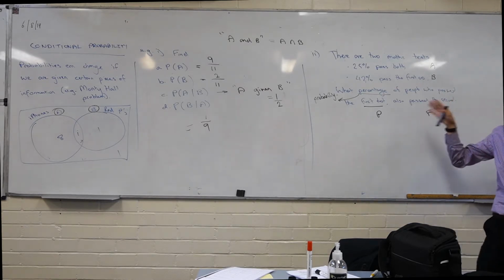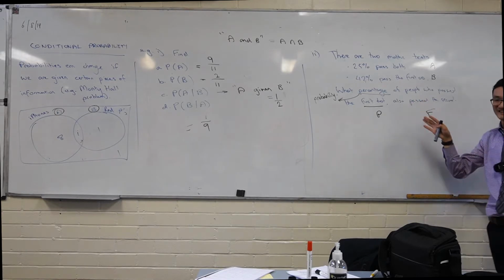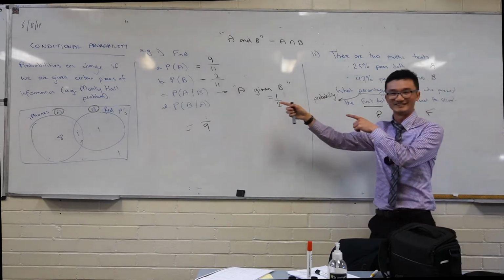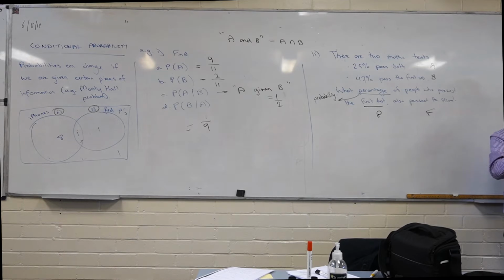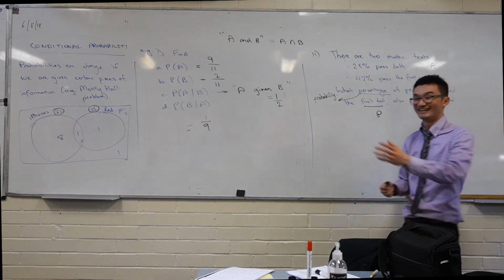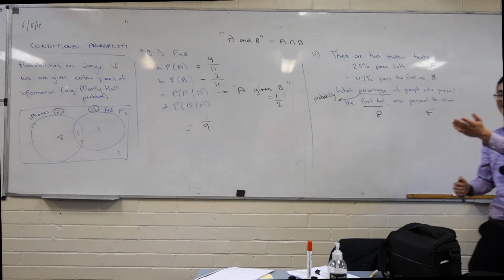Let me unpack the language in the probability again. So this is related to what we're doing here. Do you want to have a go at explaining that again? It's saying what percentage of the people who passed the first test also passed the second. So it's what percentage of the 42%. I agree with what you were saying before.